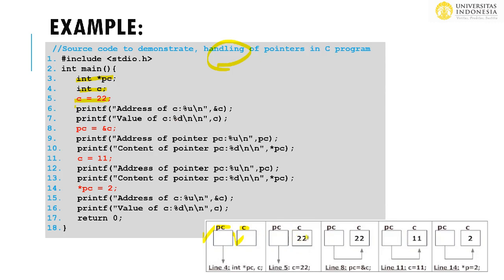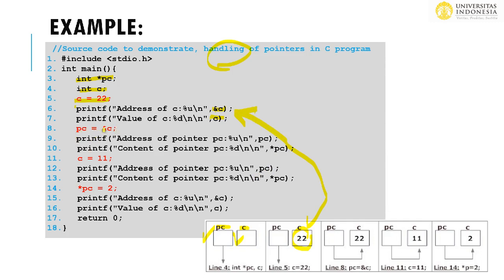Then directly C has the content of 22 here. How about the address? The address of C, you can print it as address C, or ampersand C, and the value of C, just call it C here. So the address and value can be printed right away using these instructions.